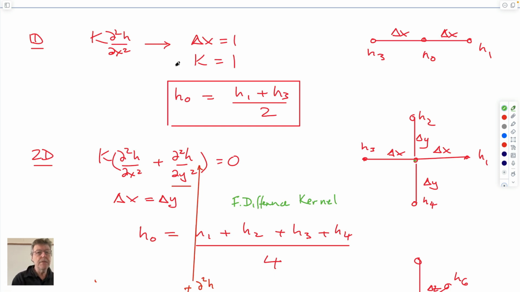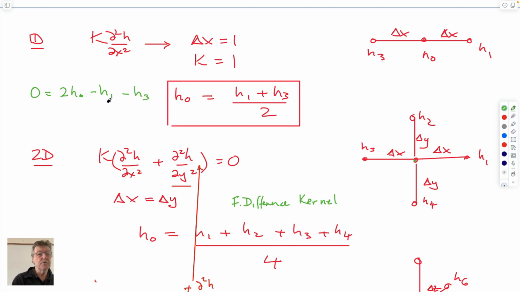So in 1D, we'd end up with this. If we assume that delta x is constant, and permeability is constant as well, then we can define this behavior here as the magnitude. I guess this is the kernel term. We could merely write that 0 is equal to 2H0 minus H1 minus H3.